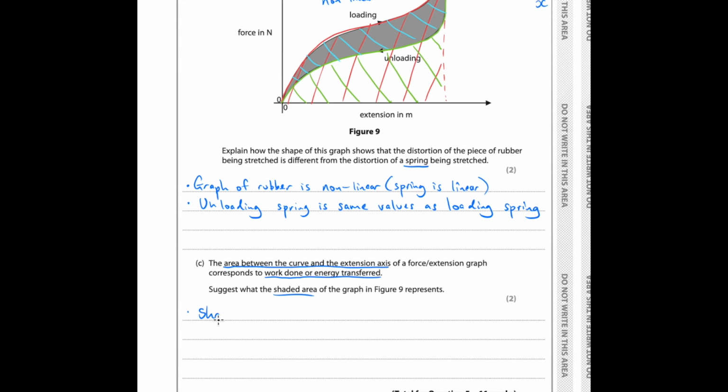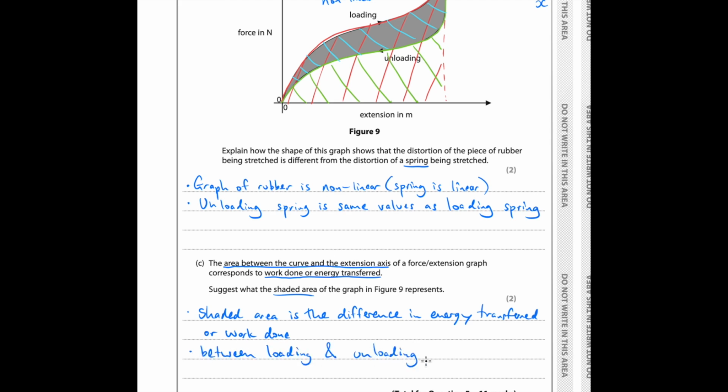So the shaded area is the difference in energy transferred, or work done, between loading and unloading. This energy is thermal energy lost to the surroundings. Now that's quite a tricky question because it doesn't come up all that often.